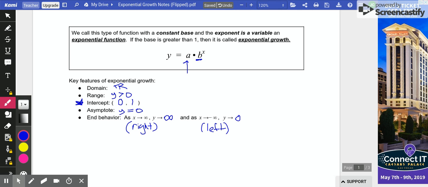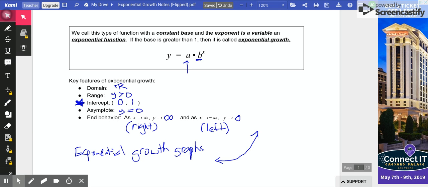So what you need to know, this is a new parent function. You need to know that exponential growth graphs look like this. They're flattening out to the left, and then to the right, they're going up really, really fast. And like I said, this intercept, we're going to use that to do our transformations in the next video.